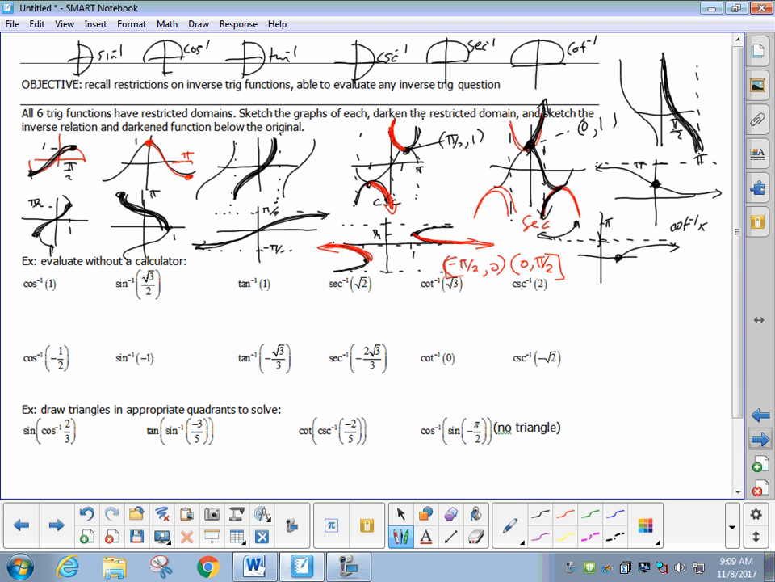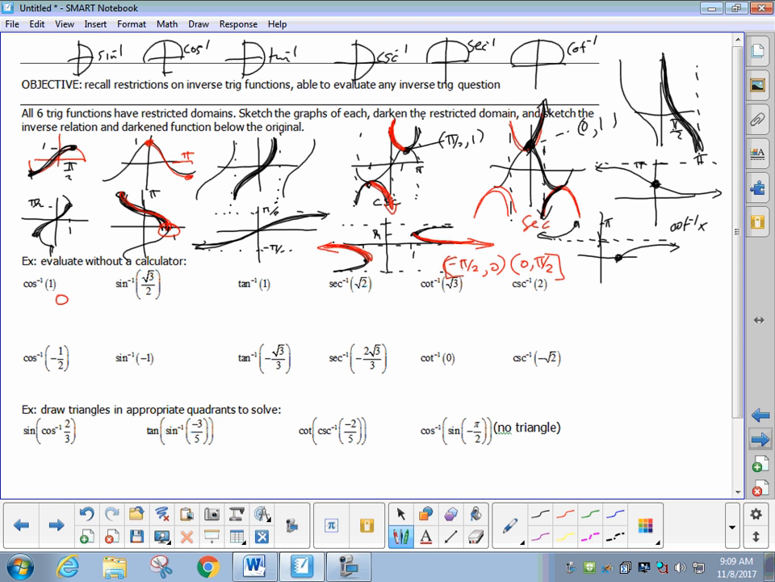Okay, inverse cosine of 1? 0. Okay? Now please understand that these are restricted domains. You should be only giving answers from 0 to pi, and the only thing that counts is 0. So if you said 2 pi, no, no, no, no. One answer, and it's 0, period. Not 2 pi, not 4 pi, not anything else, 0, only.